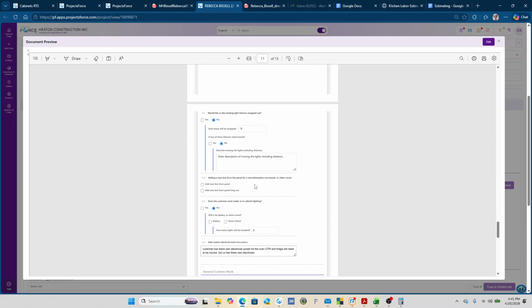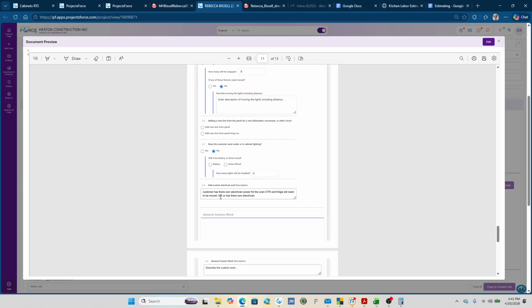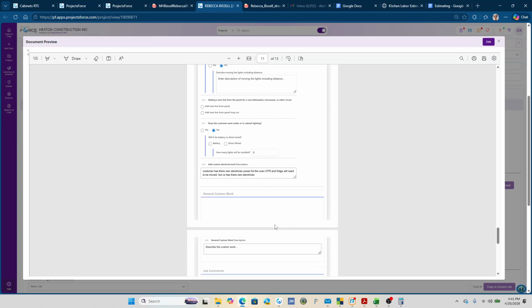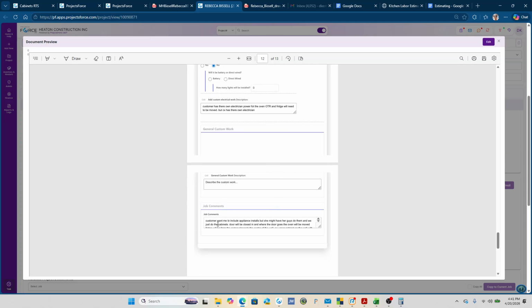No light fixtures. Customer has their own electrician. Power for the oven, OTR, and fridge will need to be moved, but customer has. Okay, that's a good note because we can take all that. Wants me to include appliance installs, but she might have her guys do them when they just do the cabinets.